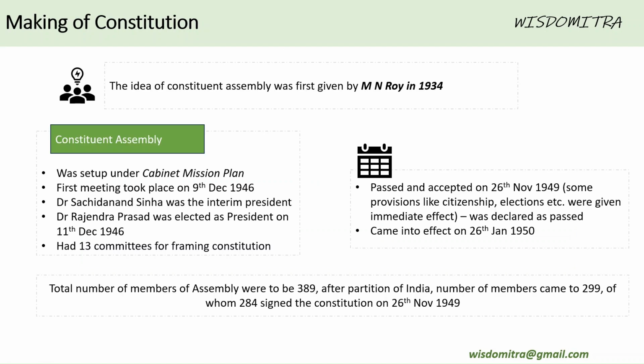So, what is formulation of constitution? When was constitution made? To begin with, the idea of constituent assembly, that is an assembly, a committee that should create constitution, was given by Mr. M. N. Roy back in 1934, much before independence. And effectively, Constituent Assembly was set up under Cabinet Mission Plan, and its first meeting took place on 9th December 1946.